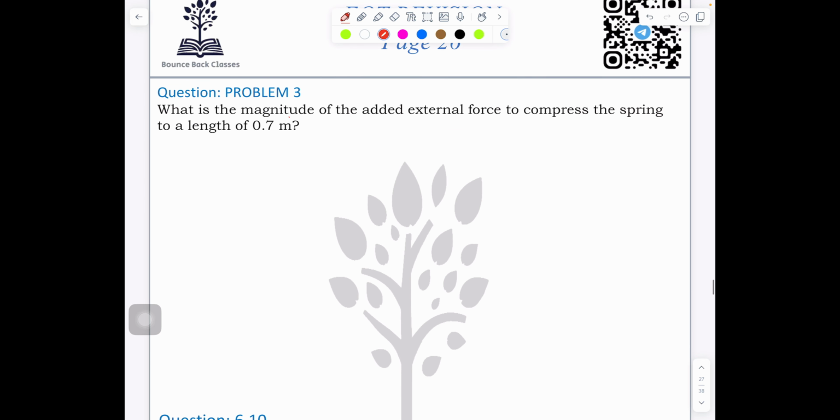What is the magnitude of the added external force? Do you remember I told you, when there is a human being on the spring, there are forces. One force is mg. One force is you pressurizing this, which should be the added force. And the third thing: the spring is compressed, so the force should be equal to negative kx. Clear? Okay, now solve this.